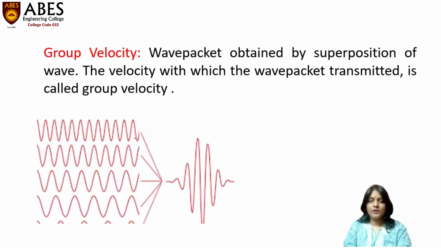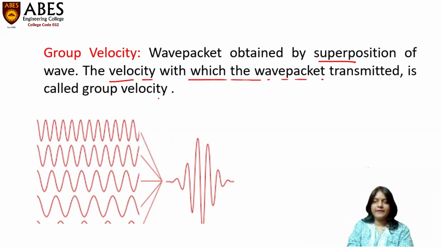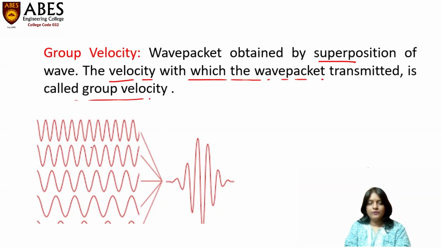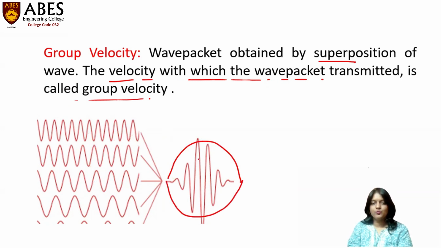What do you mean by group velocity? A wave packet is obtained by superposition of n number of waves. The velocity with which the wave packet is transmitted is called group velocity. So first of all, a wave packet forms, which is the superposition of n number of waves, and the velocity of this wave packet is called the group velocity, which is equal to d omega by dk.